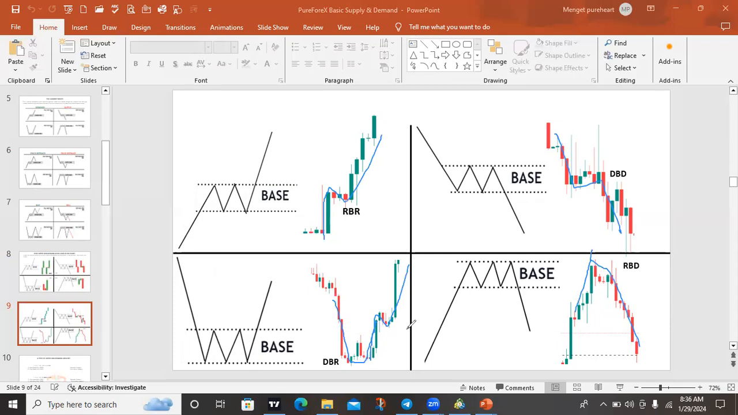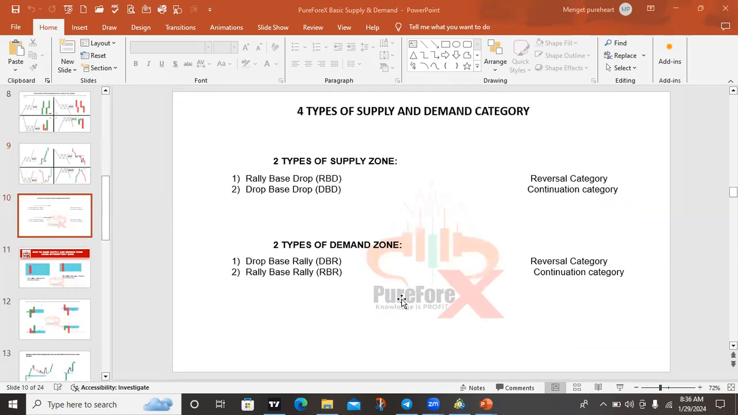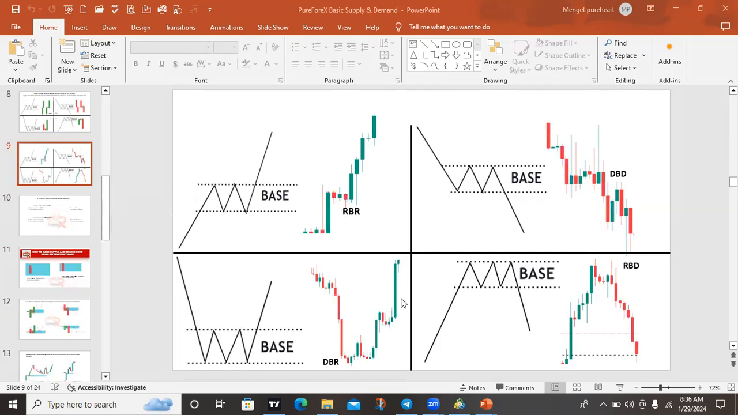This is how they look in the forex chart, and we have to know them. By the time we talk about support and resistance, I will also tell you the difference between support and resistance and supply and demand, because they look alike, right? Most people tend to be confused about these two concepts. So now let's go to the next page. The next page is how do we mark supply and demand zones?